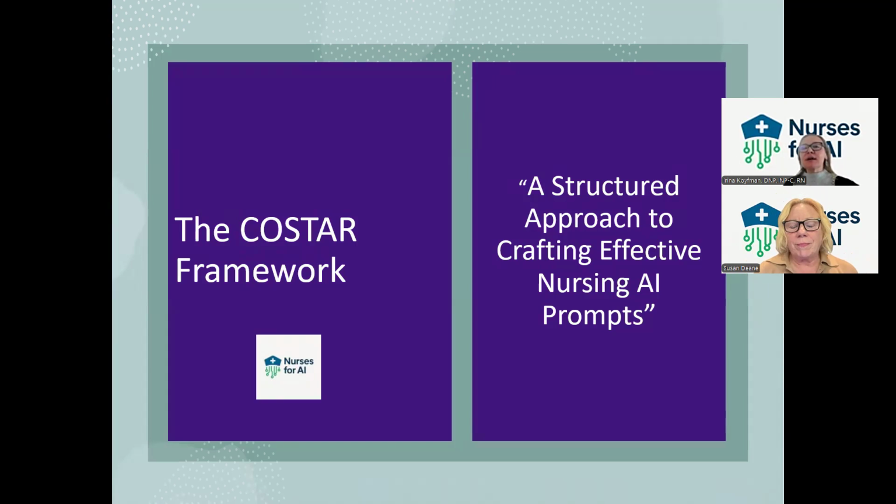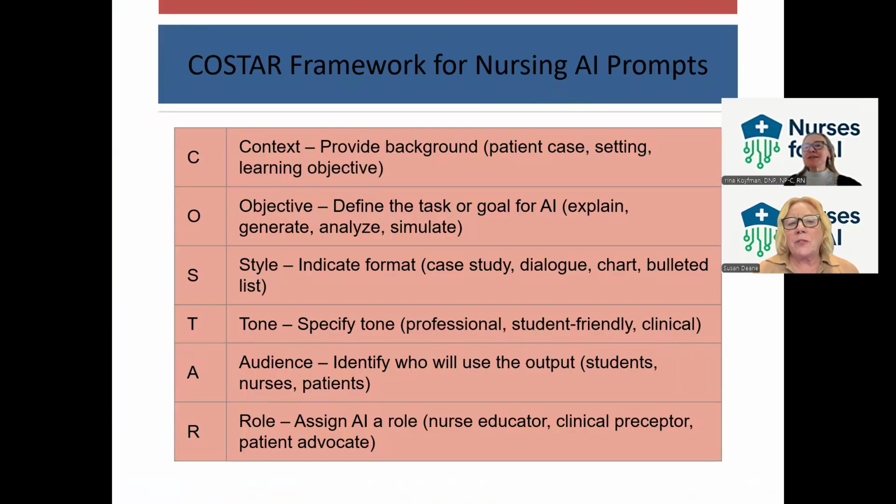And today we'll use the COSTAR framework. Susan, if you don't mind, tell us. This is just a kind of structure framework for nursing AI prompts. So context is obviously providing the background, whether it's a patient case, a setting, a learning objective. Then the objective: what is it that you want the AI to do? Do you want it to generate an Excel spreadsheet? Do you want it to analyze case studies? Whatever the objective is, it needs to be determined.